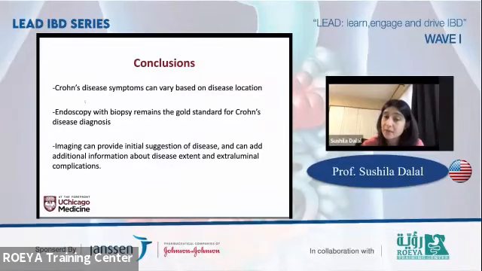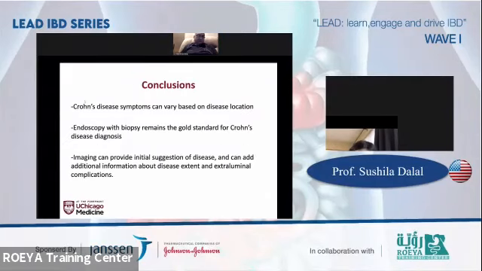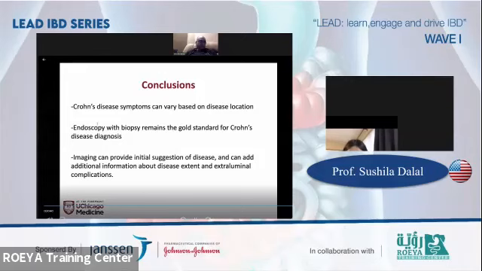So in conclusion, Crohn's disease symptoms can vary based on the disease location. Endoscopy with biopsy remains the gold standard for Crohn's disease diagnosis. Imaging, such as a CAT scan or an MRI or even a video capsule, can provide the initial suggestion of disease, and it can also add additional information that we can't tell from endoscopy. It can tell us if the involved area is 15 centimeters or 20 centimeters, 30 centimeters long, and it can also tell us if there are any extraluminal complications, such as an abscess or a fistula. Thank you so much for your attention today.